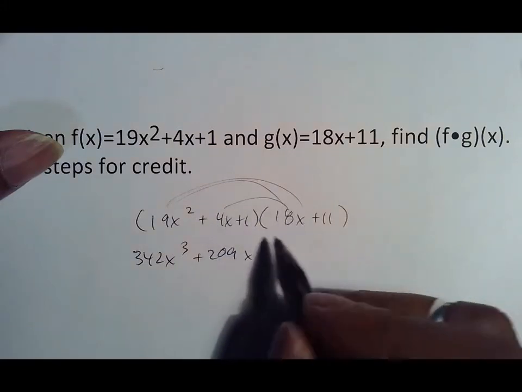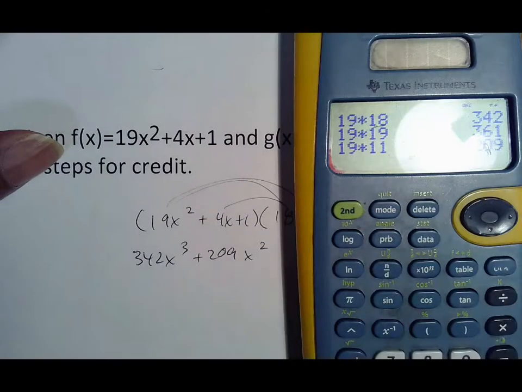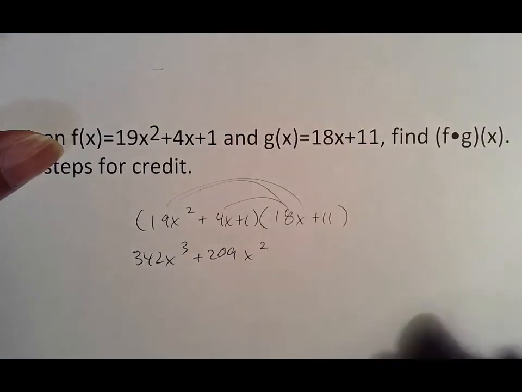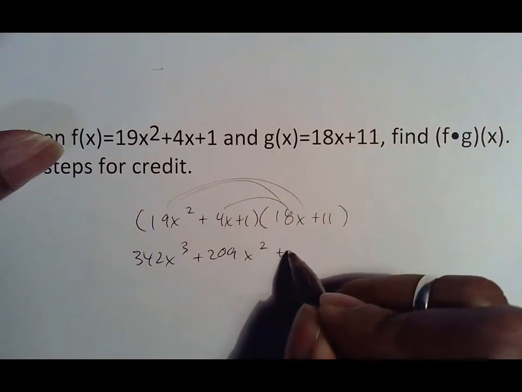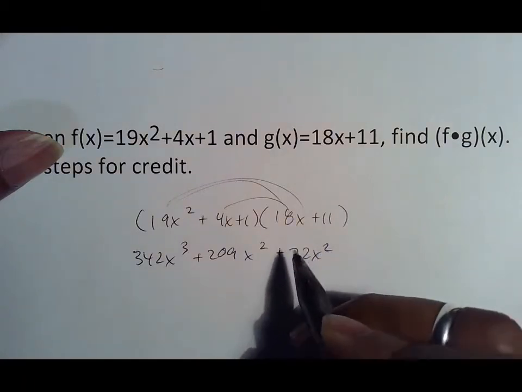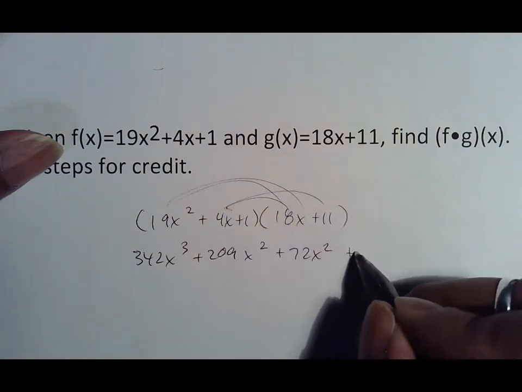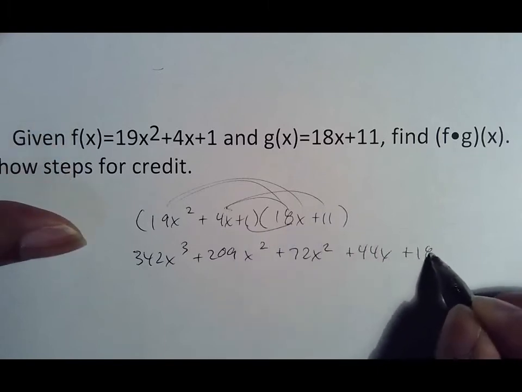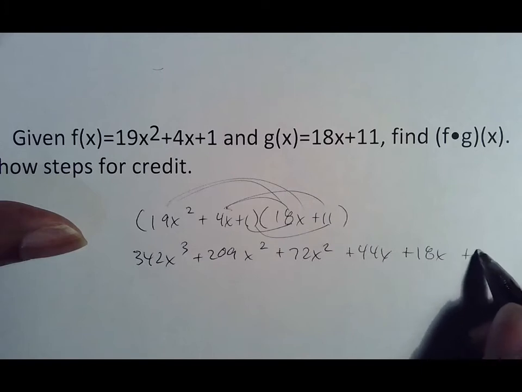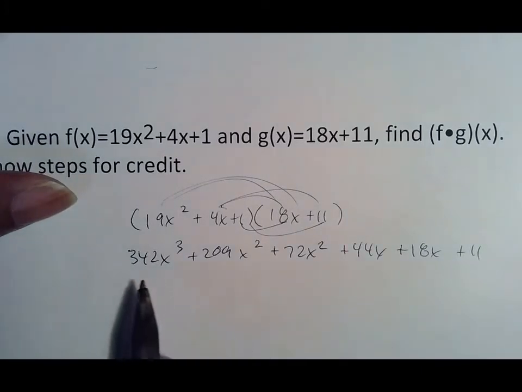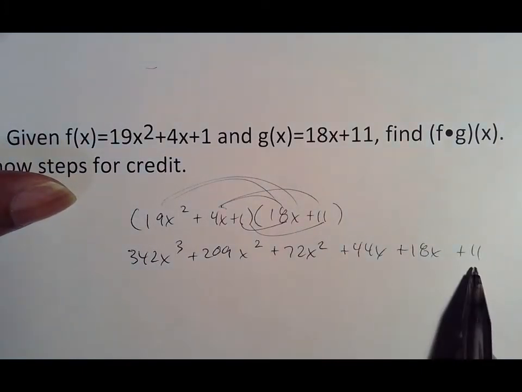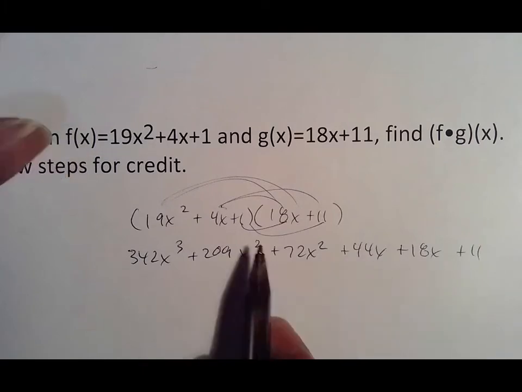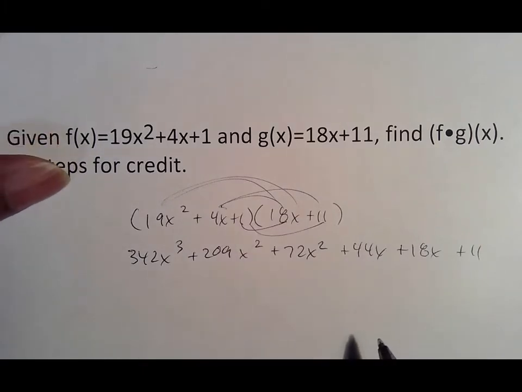And then we take 4x times 18x, which should give me 72x squared plus 44x plus 18x plus 11. Again, you will have to type all those lines into your next box. So there's 3 boxes, and then the last thing you do is you put everything together.